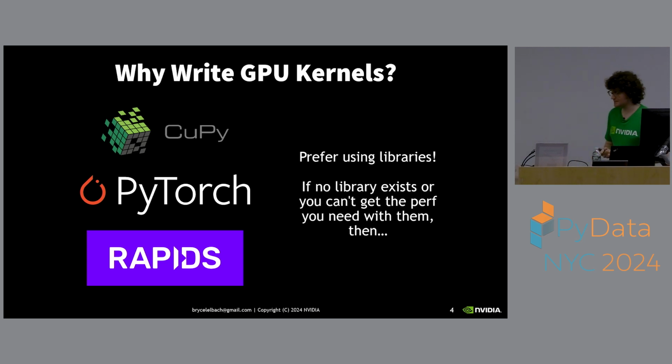But sometimes there's no library that does what you need. Or you've tested and found that you can't get the perf that you need with the libraries that do exist. And that is when you should consider writing your own GPU kernels. Now, the good news is that you can now write those GPU kernels in Python and get the exact same code and performance that you'd get writing it in CUDA C++.